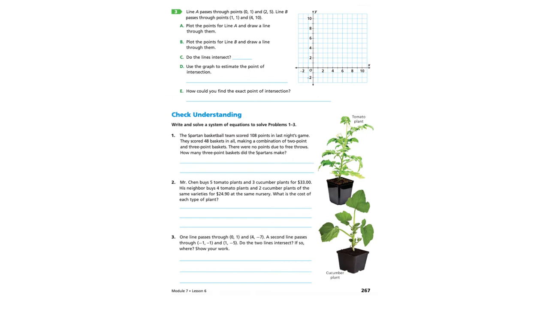And then E, how could you find the exact point of intersection? So in E, use what you know about slope and y-intercept and all those different things and the estimate you get to help you find the exact point of intersection. So that's the main part of the lesson. When you finish number 3, I would pause here, finish that, and then you can go on to the check understanding.